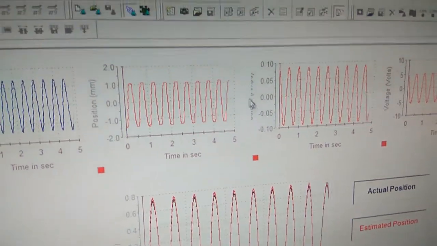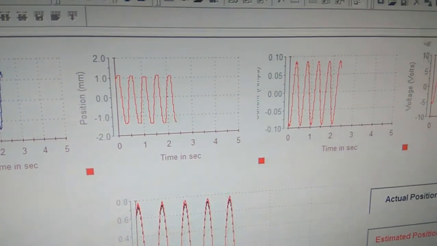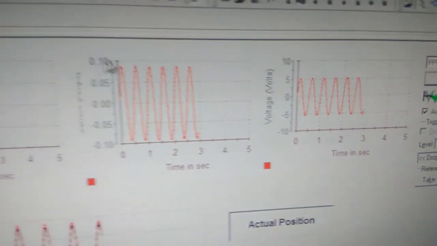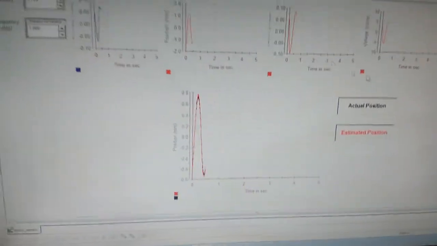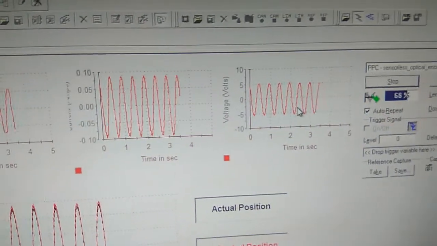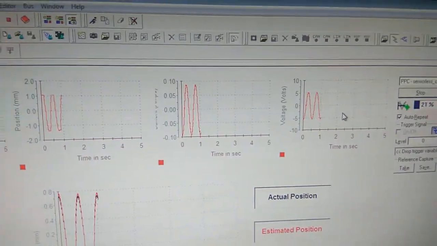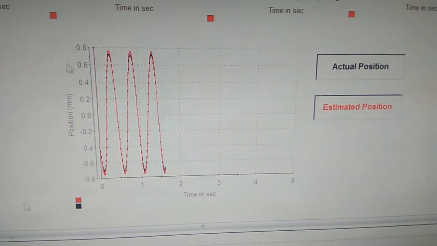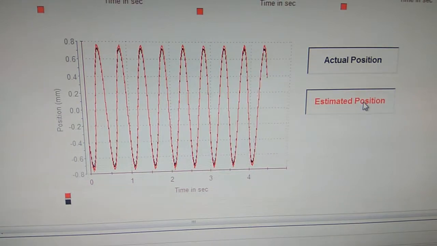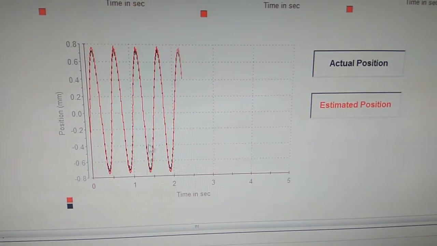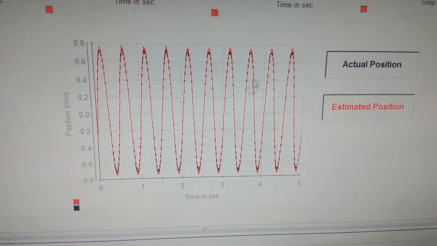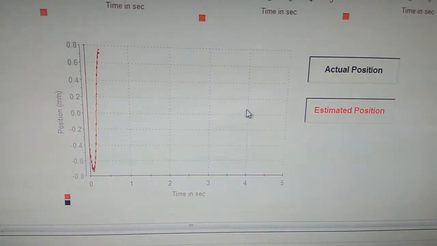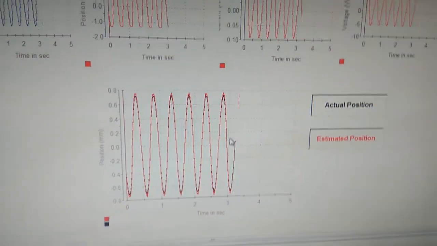Here is the position, which is actually read by the optical encoder. Here the voltage across the coil is measured, and the current across the coil is measured here. Then these two signals, voltage and current, will be used to estimate the position of the motion stage. We have compared the actual position and the estimated position of the motion stage, which shows good matching between each other. That is the major advantage. In future we can remove this costly optical encoder with a position estimator.